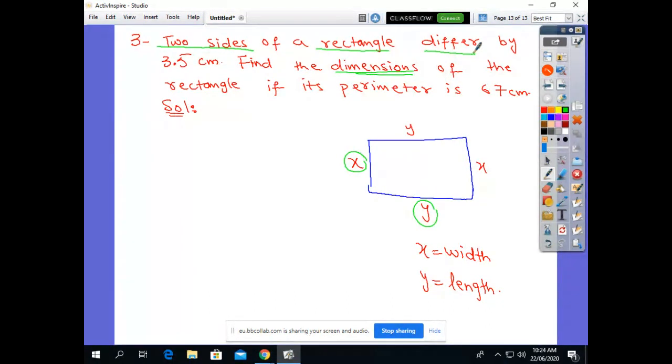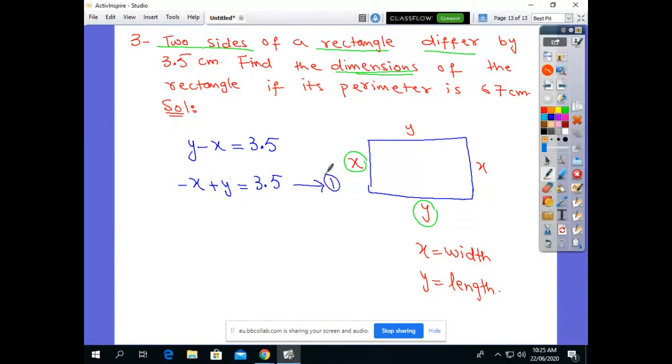Differ by 3.5. We write it in statement form: the length minus the width becomes 3.5. The two sides of a rectangle differ by 3.5 centimeter. We rearrange the equation, and it becomes negative x plus y is equal to 3.5. We call this equation number 1.